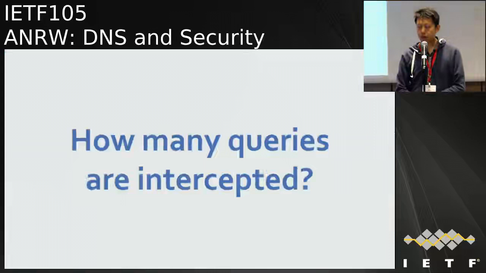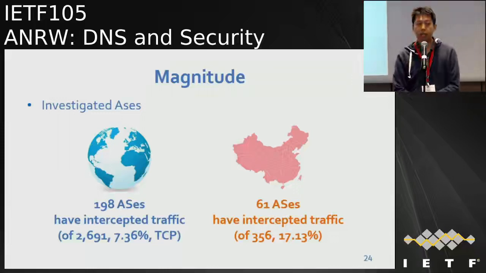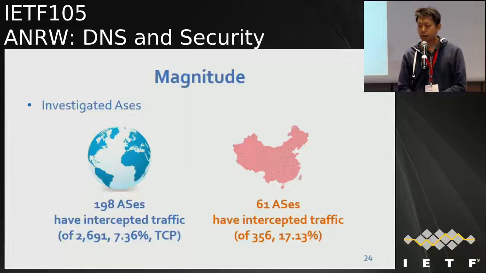Due to the time limit, I will only talk about 3 major observations during our study. The first question we want to answer is how many queries are intercepted. We look into the 2 different platforms. For the global-wide analysis, we have about 1,700 AS, and in the end, there are 198 AS doing interception. For the experiments in China, we found from those 356 AS, there are 61 AS doing interception. So those numbers actually are not small. So we think this turns out to be an issue we really need to take good care of.